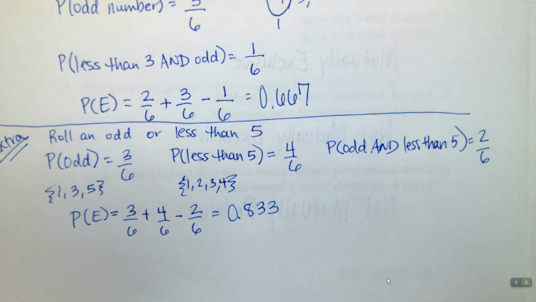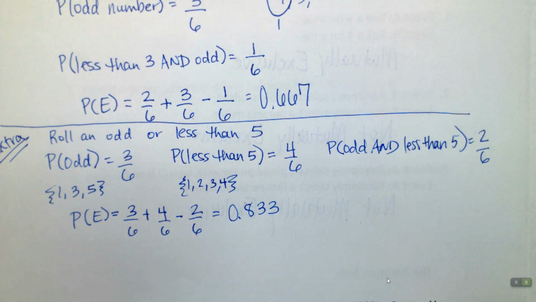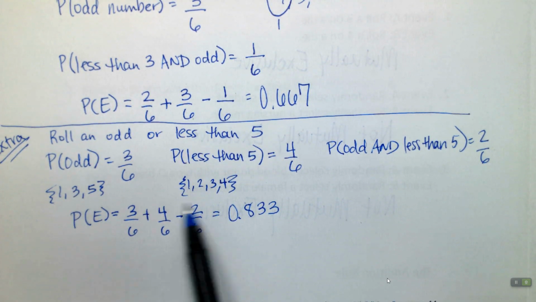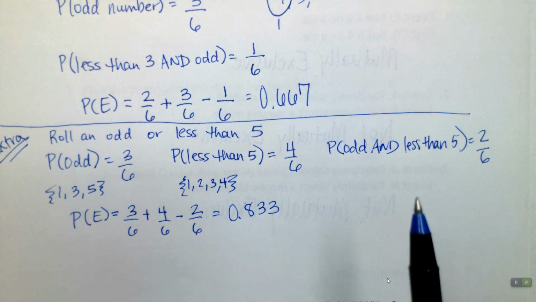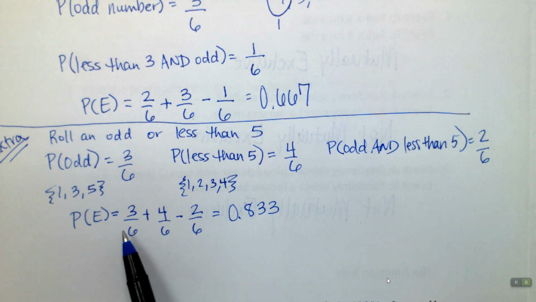Yep, 0.833. So here's the gist behind it, just in case you want to know, well, I don't understand. Okay, so we're looking at all the numbers that we have all together, and we're taking out the double.